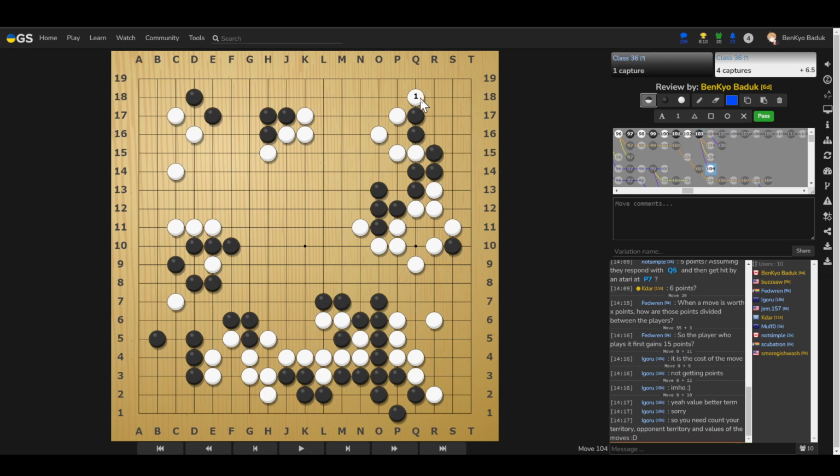And then there's also this one, for example, or this one. And even this Hane, right? This Hane is super big. Let's investigate that. So let's say white Hane's here, right? And then black just kind of continues doing whatever. So how big was that?